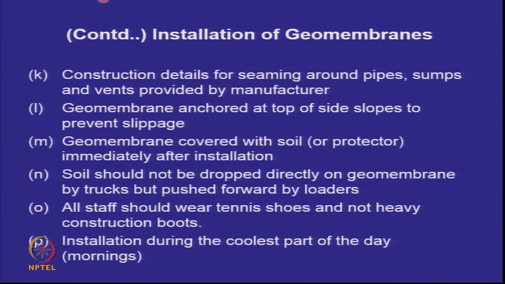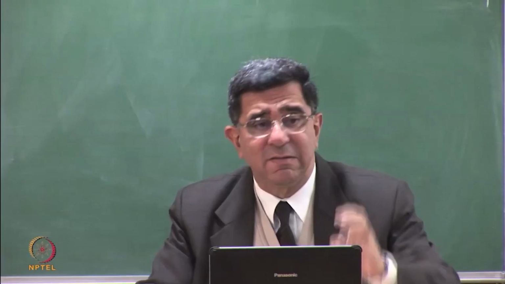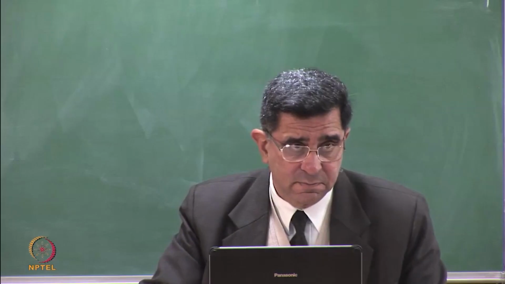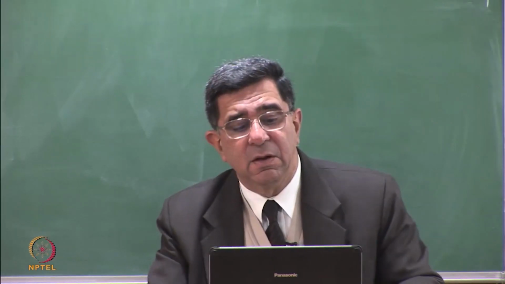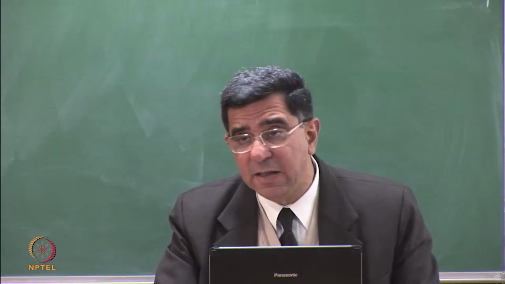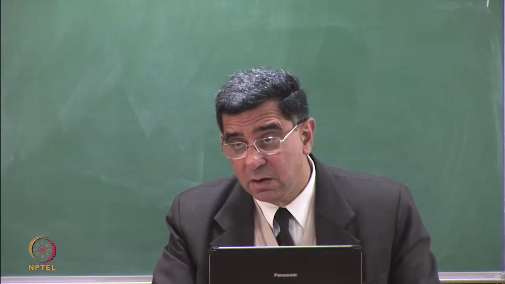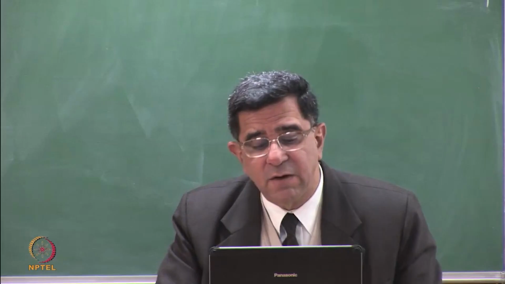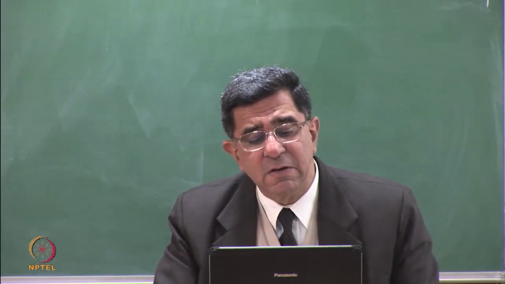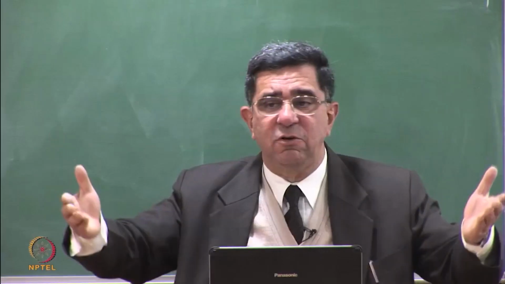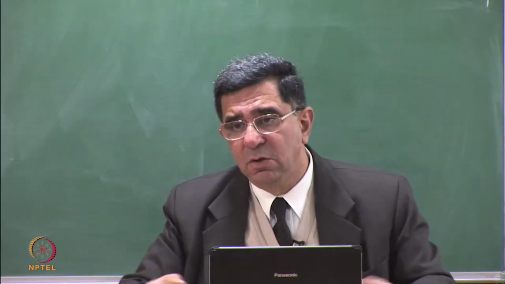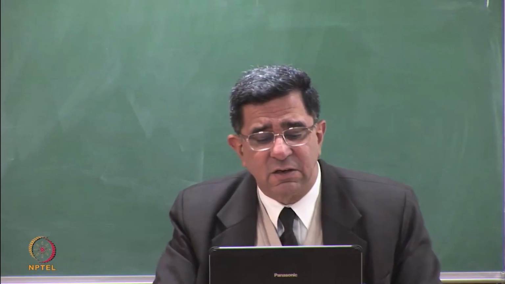Very important is there will be some pipes which will be passing through the geomembrane. And how do you weld the geomembrane to the pipe? Those construction details have to be given by the manufacturer and have to be ensured with strict quality control. Geomembranes are anchored at the top of side slopes. If you put a geomembrane on a side slope, it tends to slip down. So there will be an anchorage in a trench at the top.